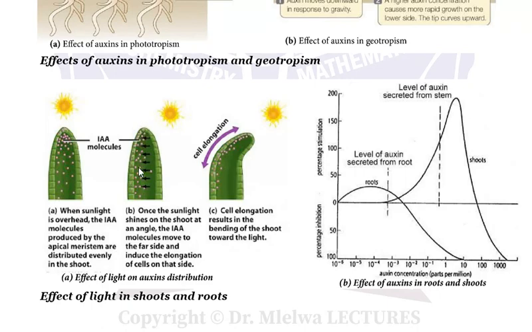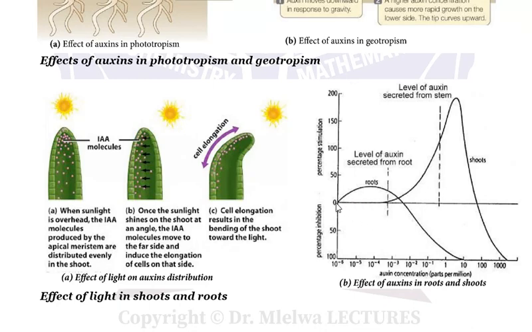So distribution of auxin on this side will lead to more cell elongation on this side, and at the end of the day we'll end up with the bending of the coleoptile tip. So cell elongation results in bending of the shoot towards the light, and this graph tends to demonstrate the effect of auxin in roots and shoot. This is how the graphical representation can be seen.